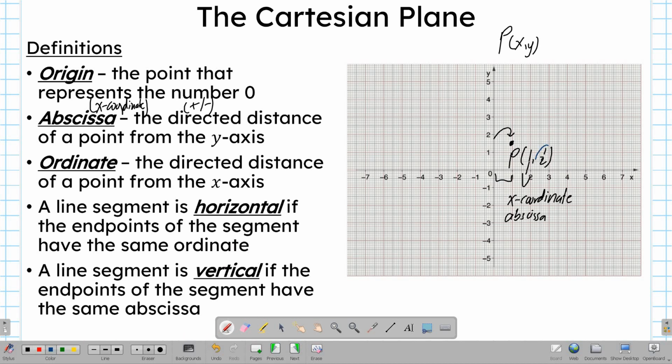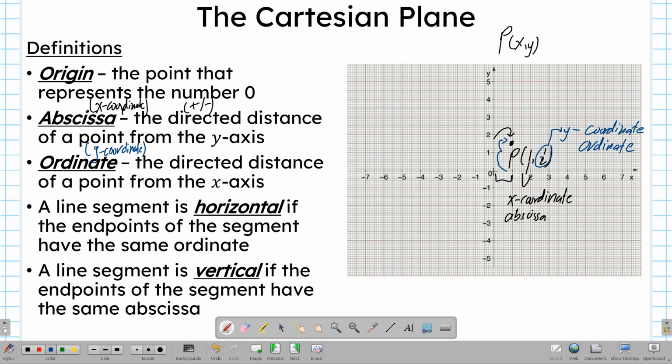This one here is what we call the y-coordinate, or ordinate. The ordinate or the y-coordinate is defined to be the directed distance of a point from the x-axis. The y-coordinate is the directed distance from the x-axis. So kung mapapansin niyo from here, ito yung x-axis, no?